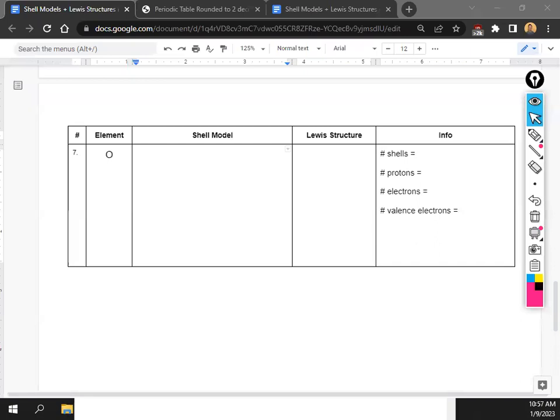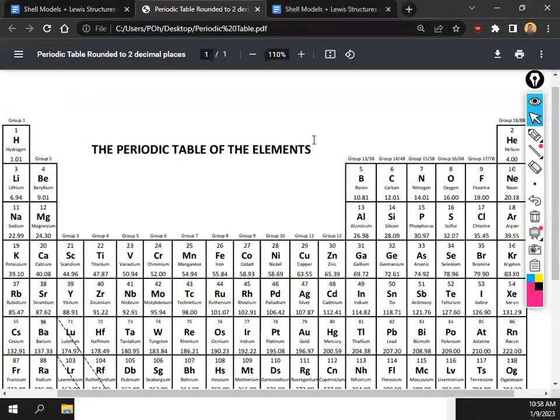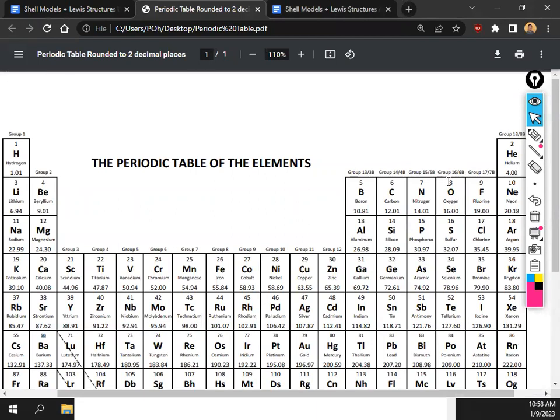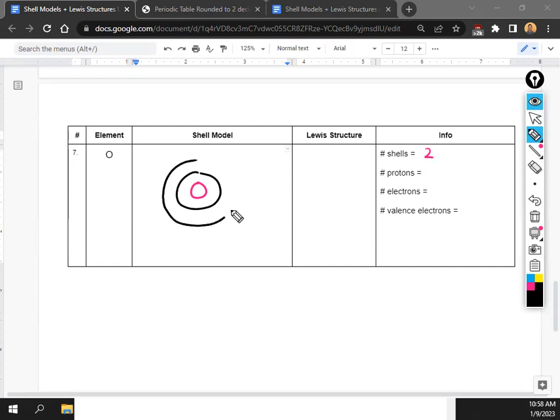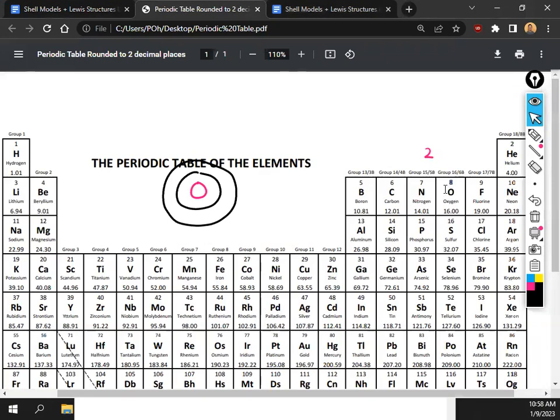Okay, so let's take a look at O. Okay, so we're gonna get started with the shell model. So if you take a look at O, which row is oxygen in? Yeah, the second row. So that means it's going to have 2 shells. Okay, so I can actually fill this out right here as well. It's going to have 2 shells, and oxygen is going to have 2 circles going around it. Okay. Yes, and that answers my next question. It's going to have 8 electrons, and it's because it has the number 8 on top.